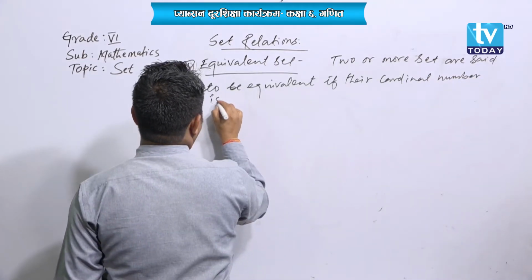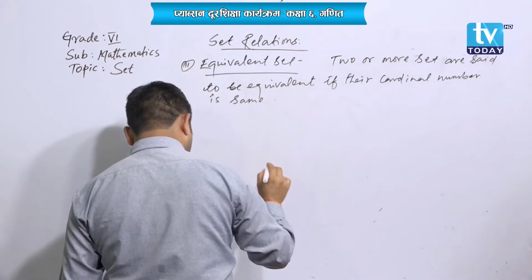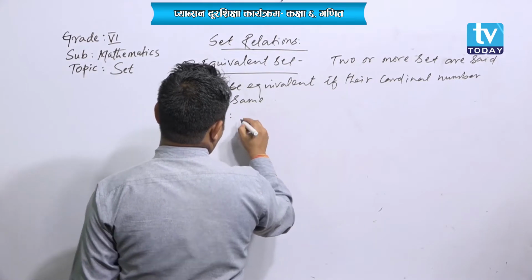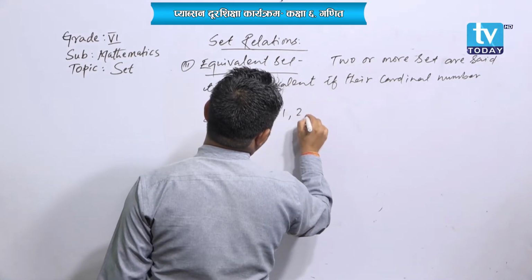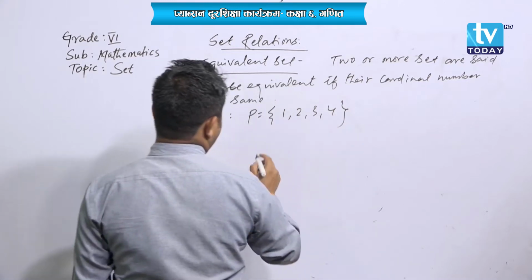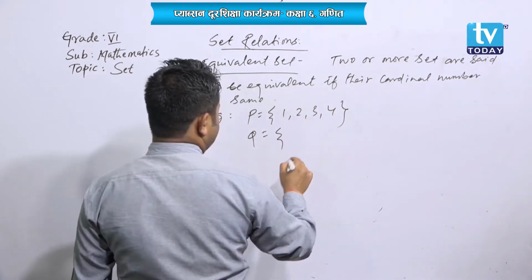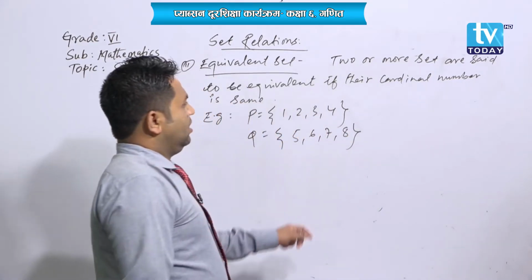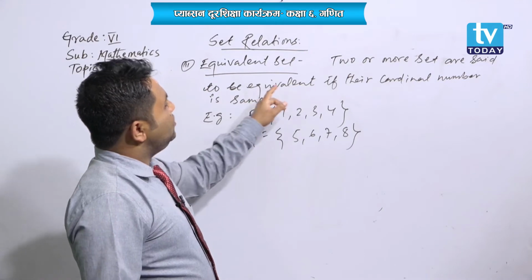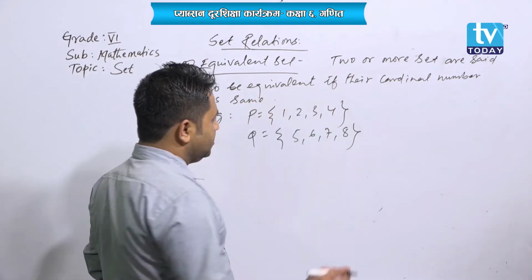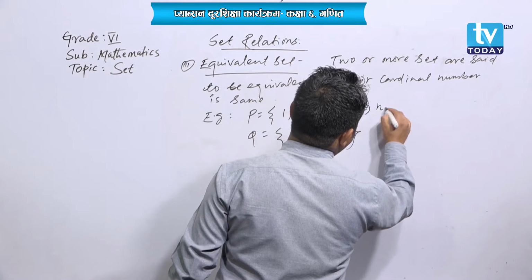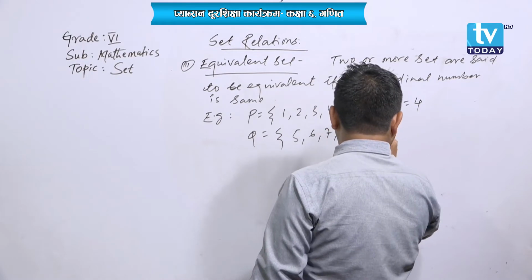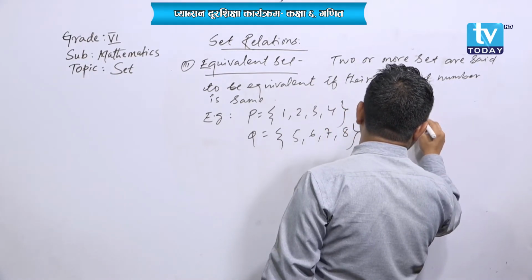Cardinal number is same. Example, suppose set P equals 1, 2, 3, 4 and Q is 5, 6, 7, 8. Two or more sets are said to be equivalent if their cardinal number is the same. Now, please check the cardinal number of set P, which is 4, and the cardinal number of set Q is also 4.